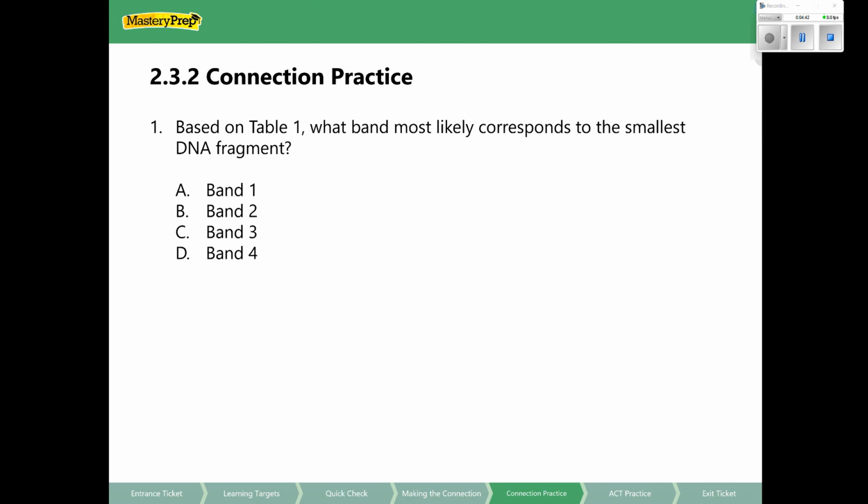Trying to keep straight because we're team A. Because our additional piece of information said what? The smaller the band, the farther the travel, yes? Yes. So what are we looking for? We're looking for which one traveled the farthest, which is A.